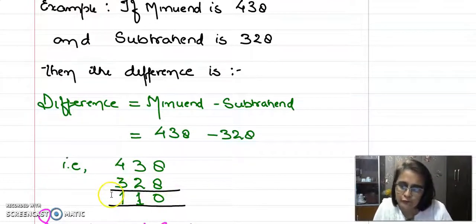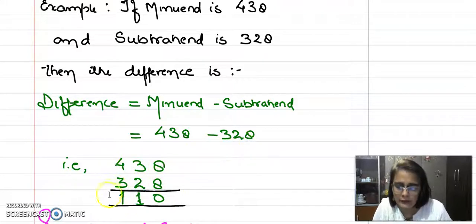So, you will first apply your formula. Difference is equal to minuend minus subtrahend. You will write 438, whatever number will be given in the place of minuend. Then 328, whatever number will be given in the place of subtrahend. You will first write in a horizontal way and then in a vertical way. So, we subtracted and we got the answer 110.